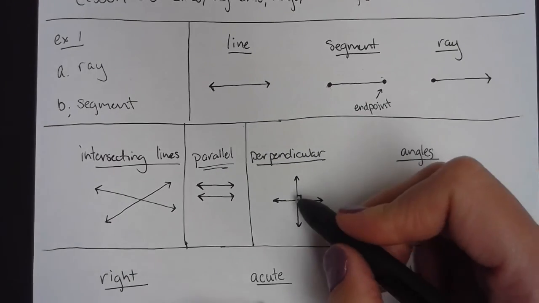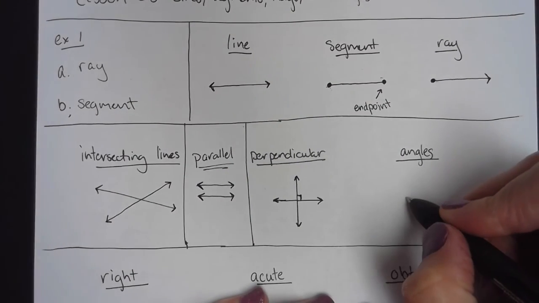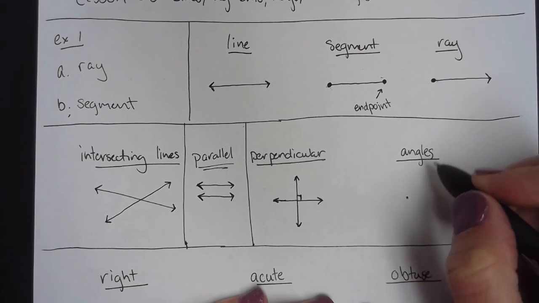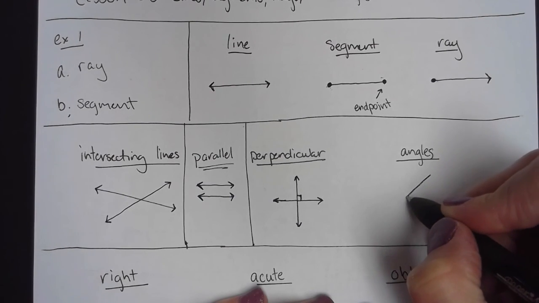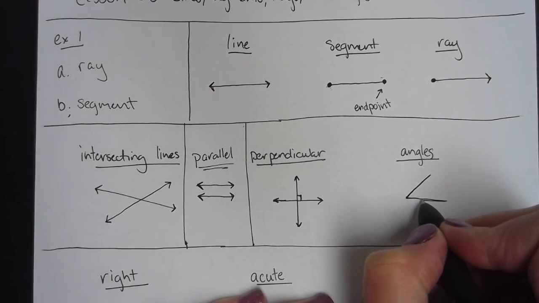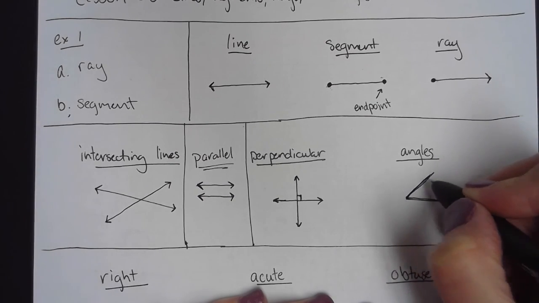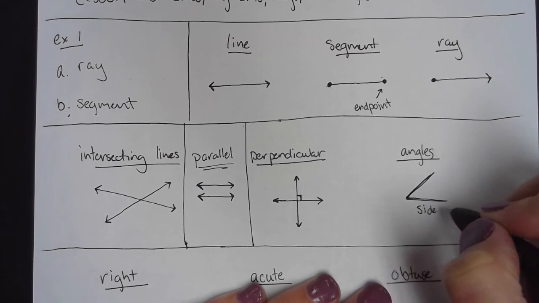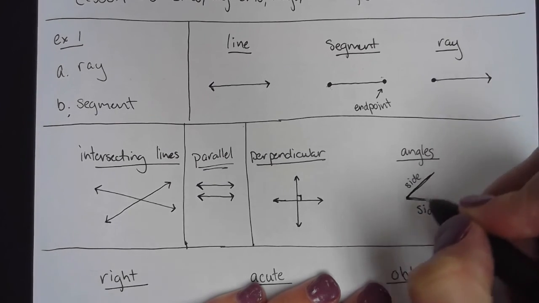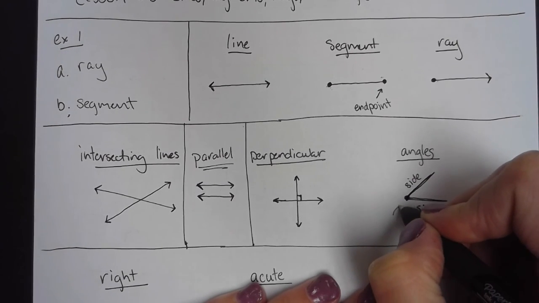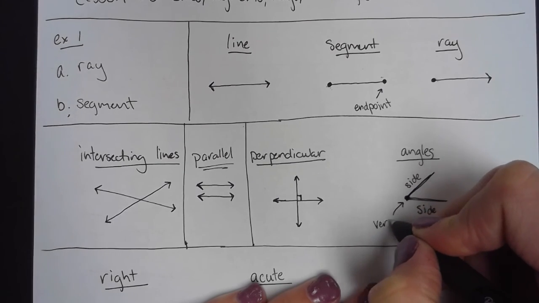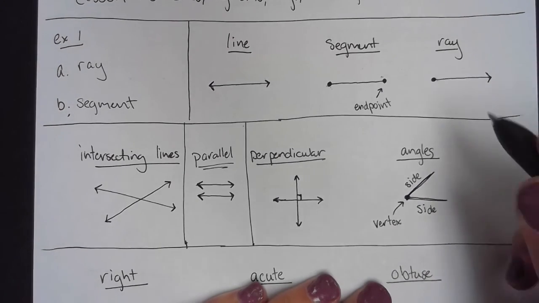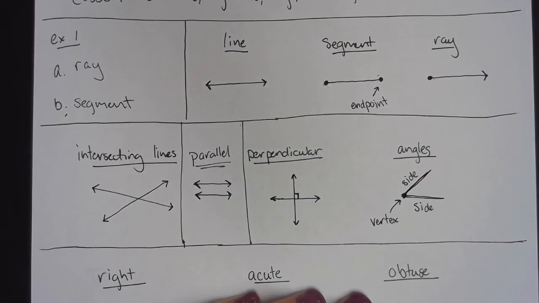Now, an angle is where we have 2 rays or 2 segments, and they're going to meet. And we've got 2 sides, and then we've got a vertex. So right here, this is going to be the side. This is going to be the side. And then draw a little end point right here. And a little arrow. This is the vertex. All right, so we had our 2 sides, and then we have our vertex.